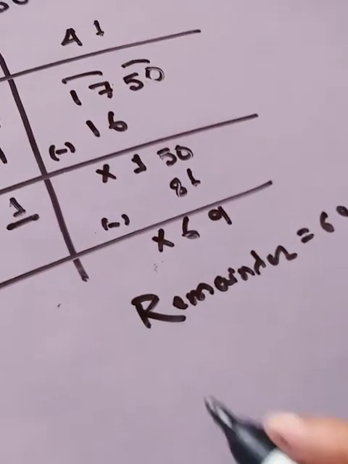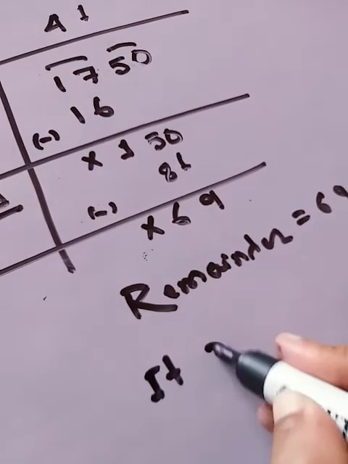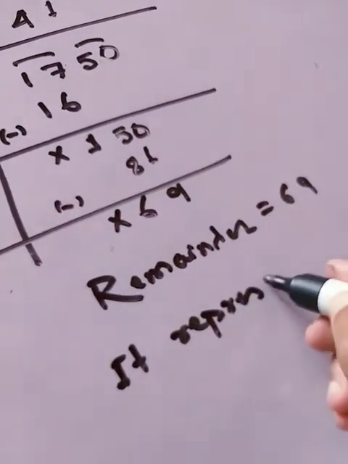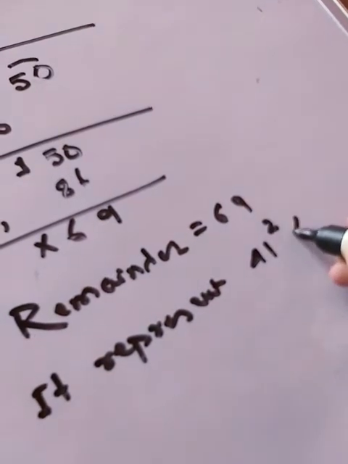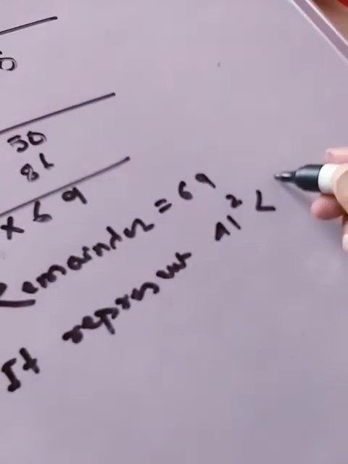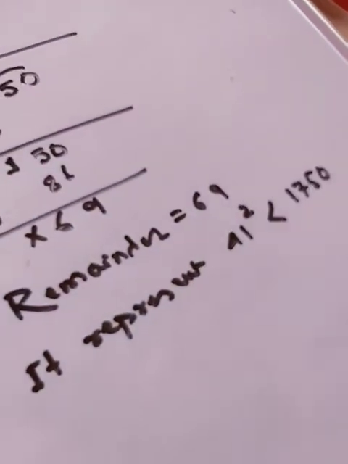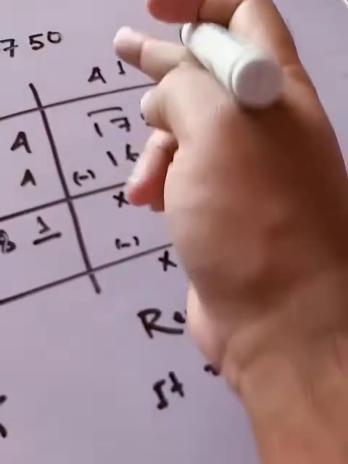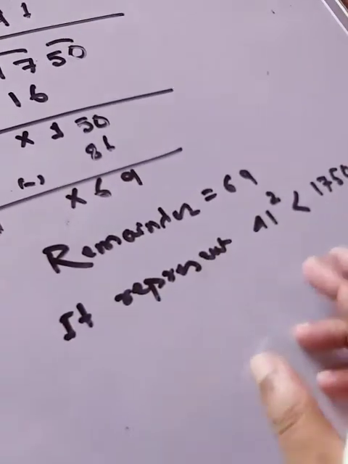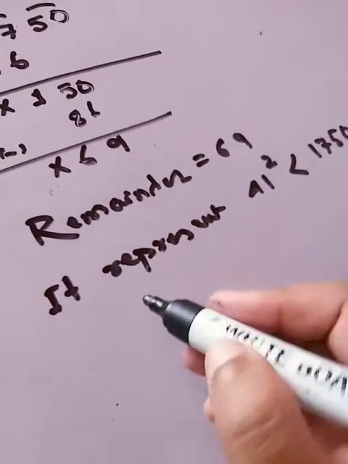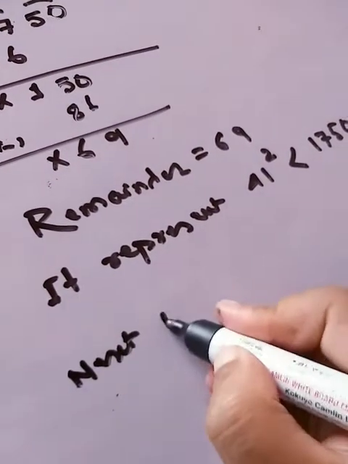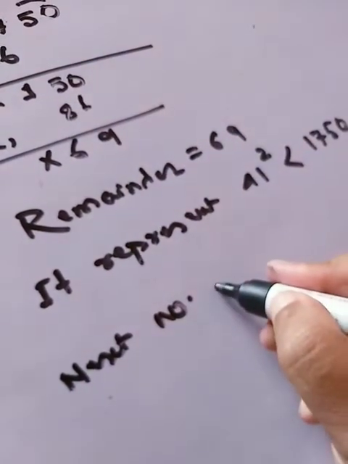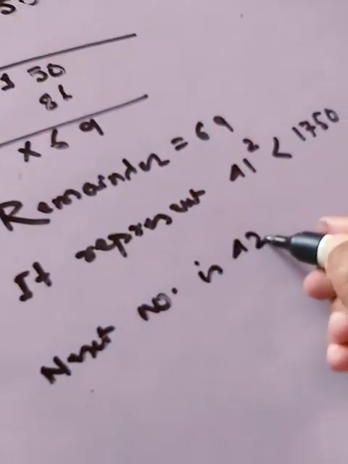69. So what does it represent? It represents that 41 square is less than 1750. Understood? It represents that 41 square is less than 1750. So what is the number? For that we have to see the next number. So what is the next number? Next number after 41 is 42.